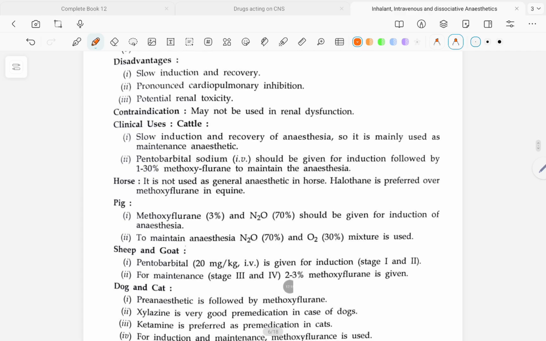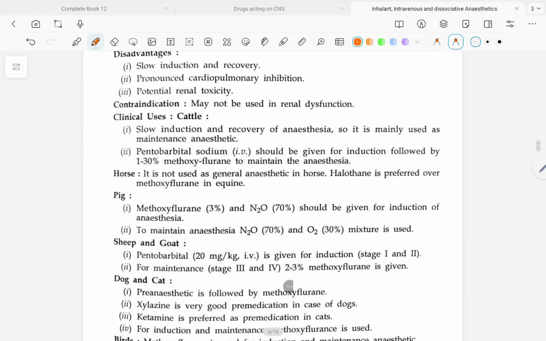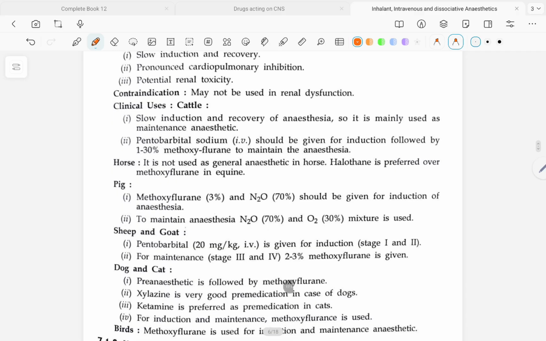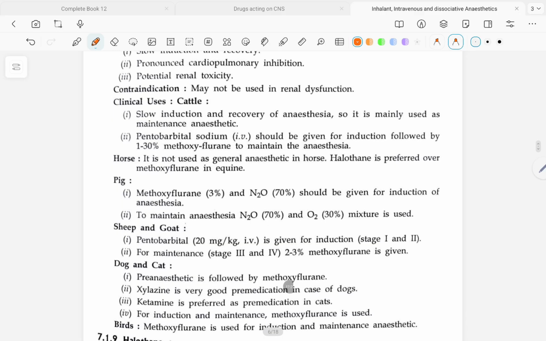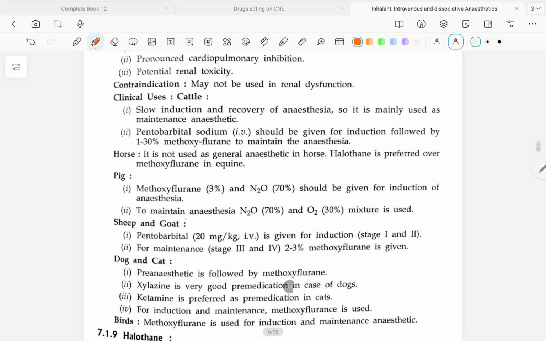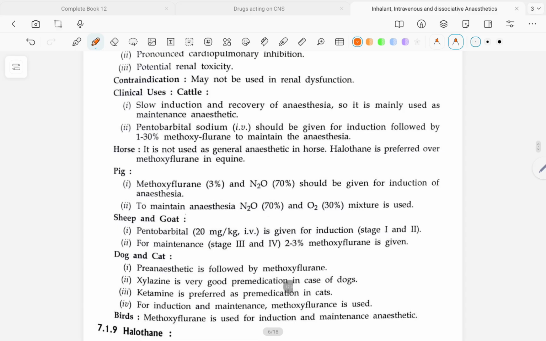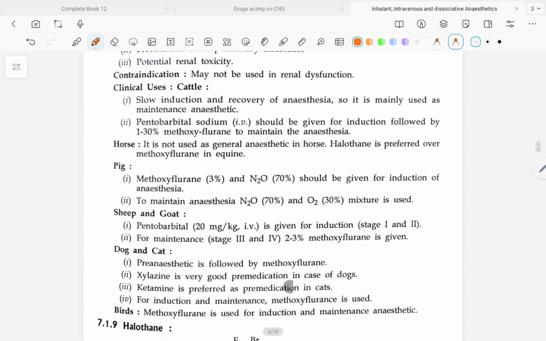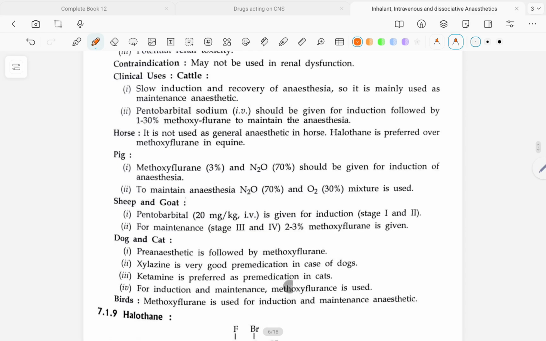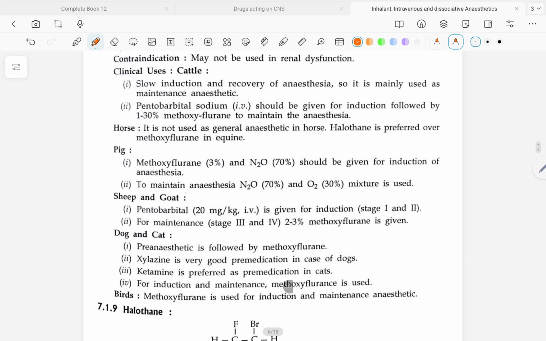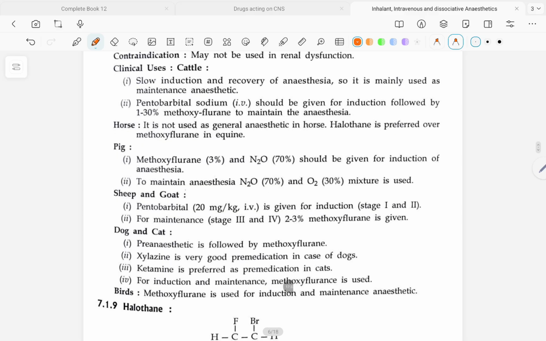Contraindication: may not be used in renal dysfunction. Clinical use: cattle. Slow induction and recovery of anesthesia, so it is mainly used as a maintenance anesthetic. Pentobarbital sodium should be given for induction, followed by 1 to 30 methoxyflurane to maintain the anesthesia.